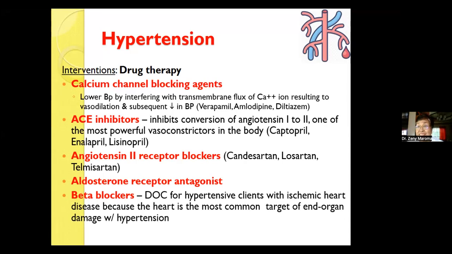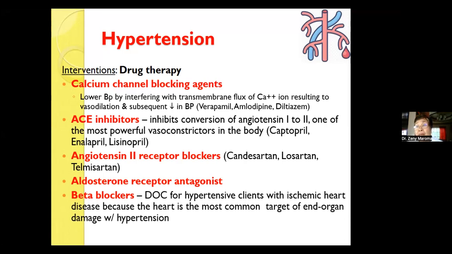Aldosterone receptor antagonist din sila. Beta blockers. It blocks sympathetic stimulation, the heart, and smooth muscles. And therefore, ano nga yung tunog? Olols. Lahat ng olols. Metoprolol, nadolol, timolol, atenolol, propranolol, ayan. So, itry mo na ang isang klase.